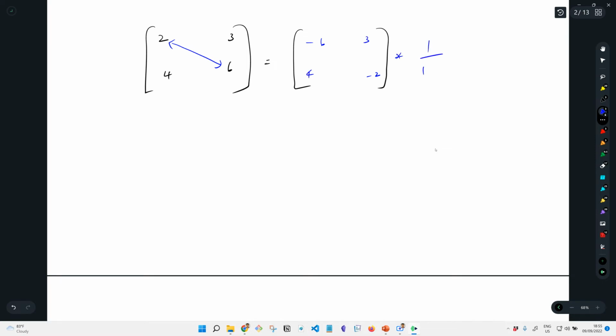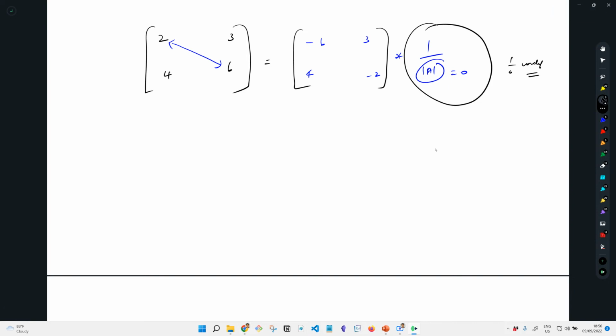And then you should do 1 by determinant of A. As a friend told, determinant of A is equal to 0. Because determinant of A is 0, this quantity is undefined. 1 by 0 is an undefined quantity. So basically, now we have seen two cases where x equal to A inverse B will not work. One case is when A is not a square matrix, and the other case is when determinant of A equals 0.